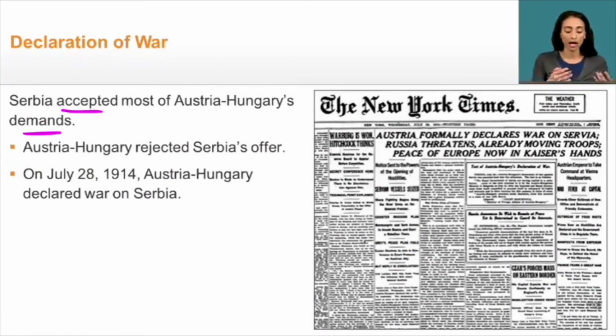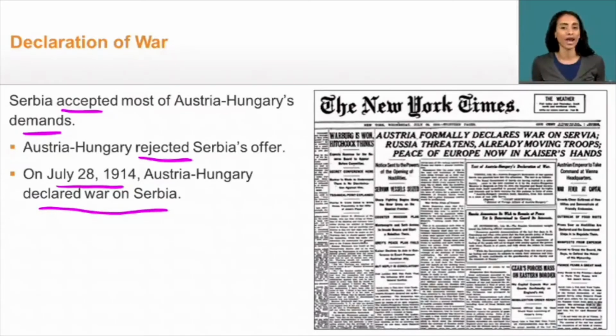And so in response to Serbia's offer, Austria-Hungary decides to reject it. And on July 28th of 1914, Austria-Hungary declared war on Serbia. And that is what's really going to set off this domino effect that we'll talk about in more detail. You can see here the headline of the New York Times following this declaration of war.